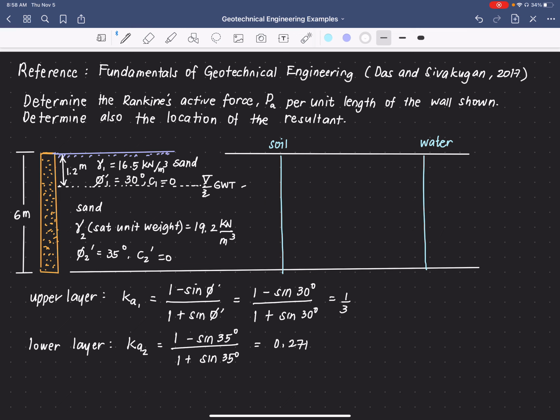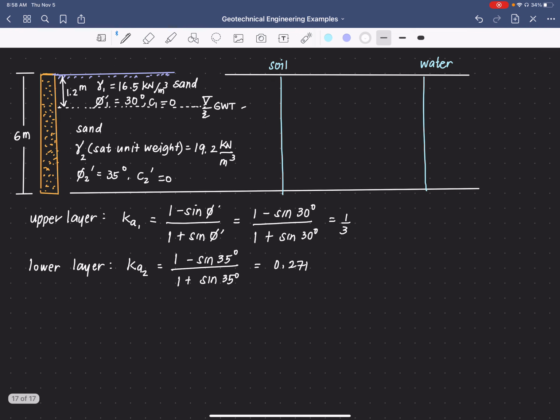Okay, after solving the K, we can now solve for the active pressure for every layer so that we can draw the pressure diagram. So let's consider the soil. You may want to consider H or Z as the height.